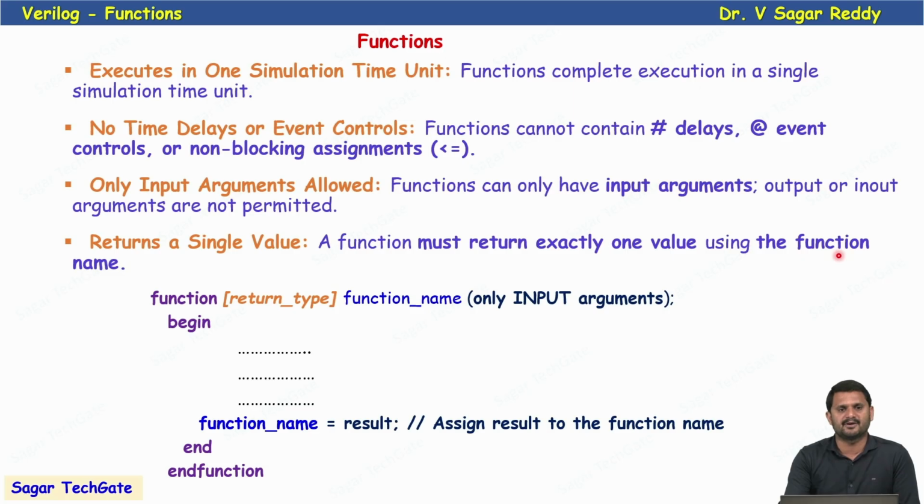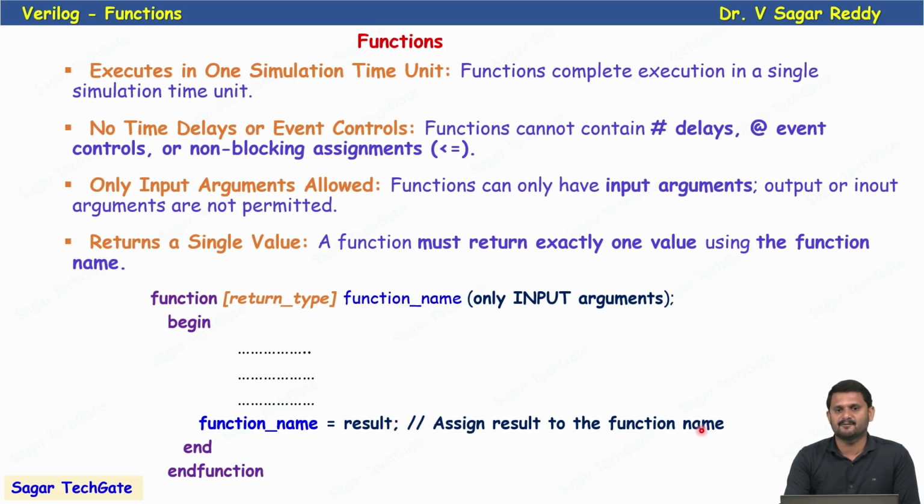Now if you see the syntax of a function, we have the keyword function, a return type, and the function name. For the return type we can use different data types, maybe integer, range, or real; we already discussed these data types. The function name is a simple identifier, and we provide some input arguments. Begin and end are mandatory in Verilog while defining functions and tasks. Inside are the sequential statements. To return something from the function, we use the function name only: function name equals some result.